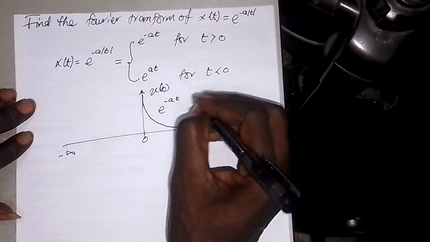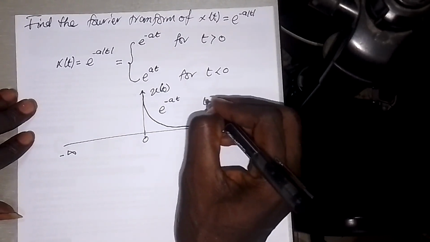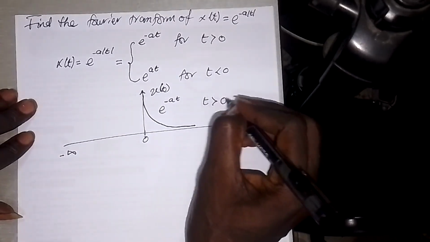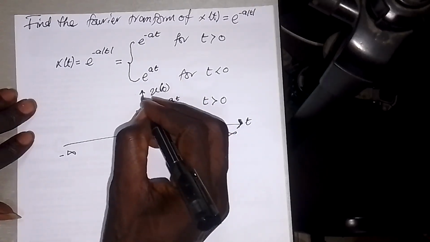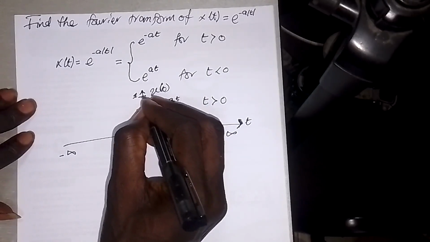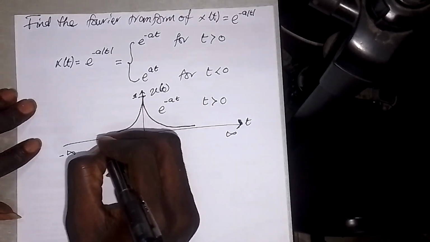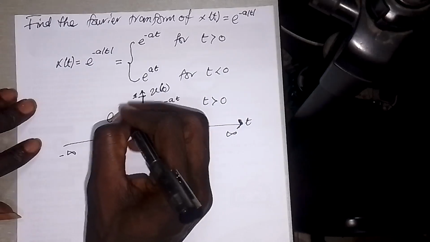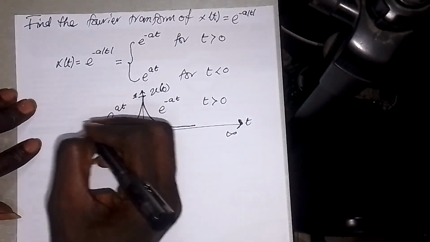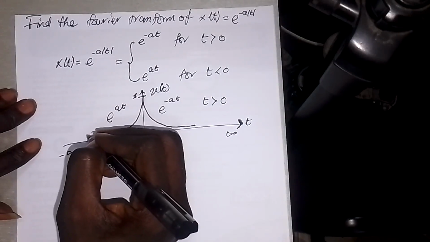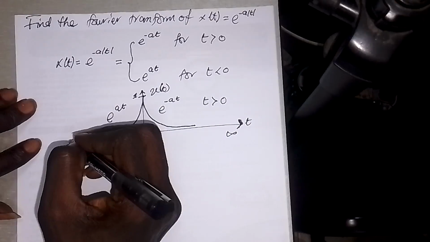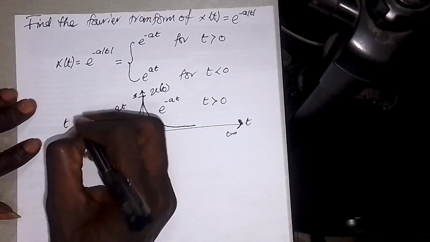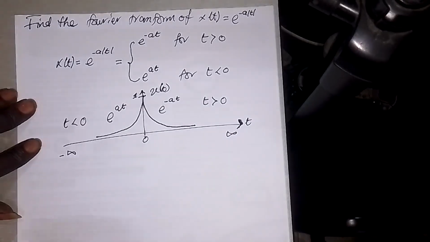You can see that at this place the graph is greater than 0, where t is greater than 0, and the value here is 1. The nature of this graph is like this, e exponent minus at. And here, t is less than 0, with e exponent at. So that will be the nature of this graph.